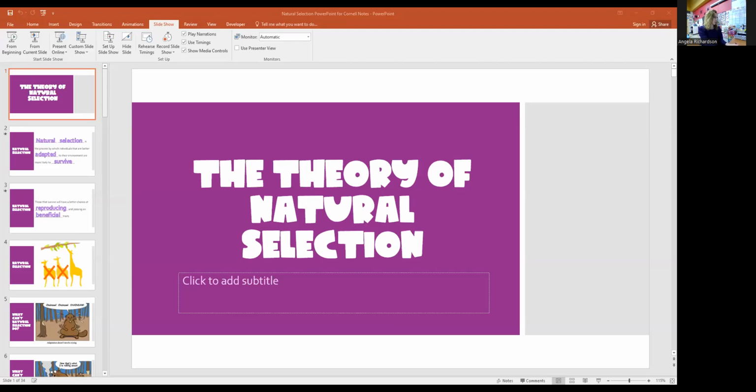All right, so one other thing I want to show you guys real quick on this concept of natural selection is something called the peppered moths.